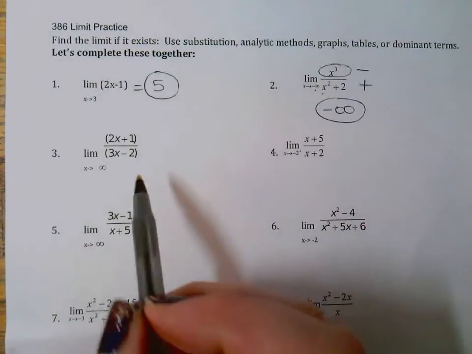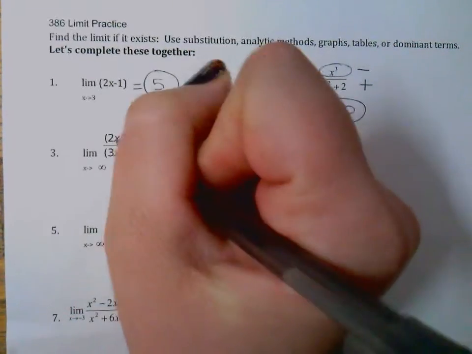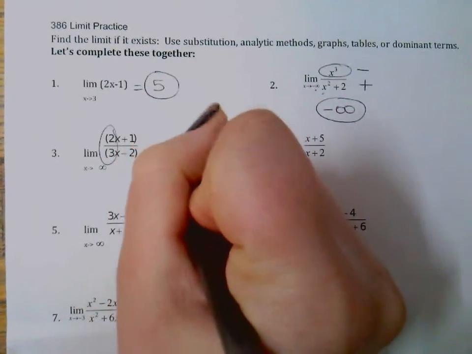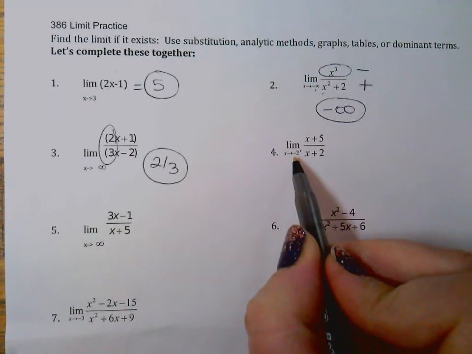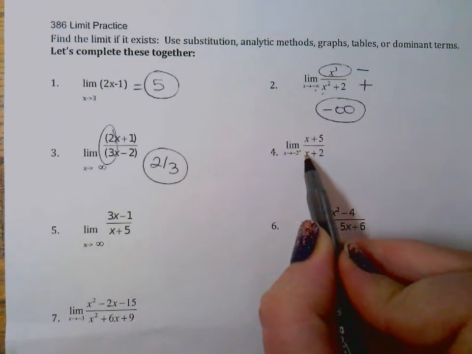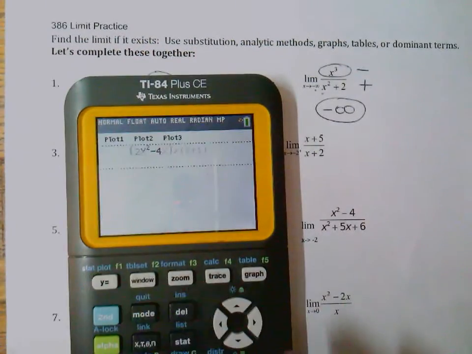So again, I'm plugging in infinity. The powers are equal, they're both linear, so I'm going to strip the coefficients and get 2/3. This time I'm approaching -2, which is going to be a vertical asymptote from the right-hand side. So I should really look at the graph to see what's going on.